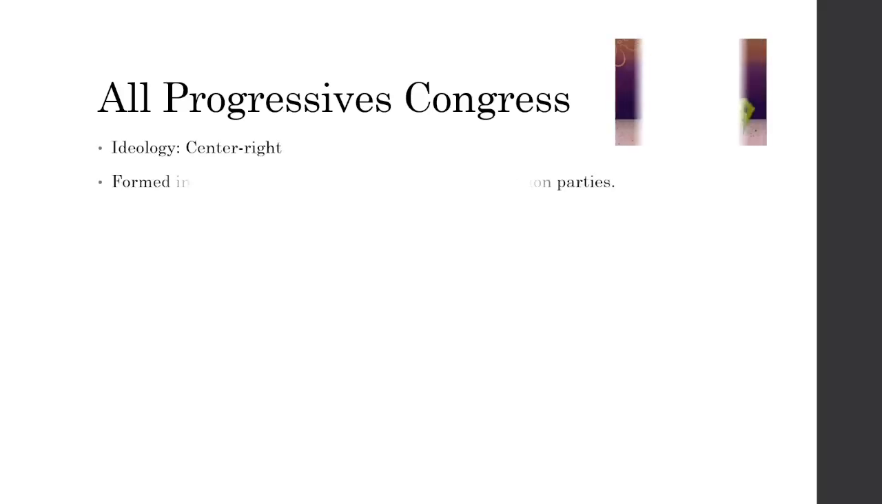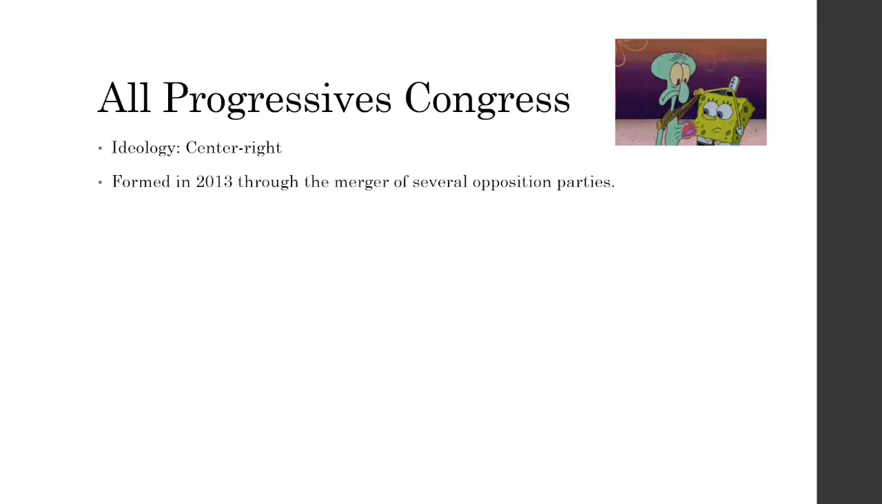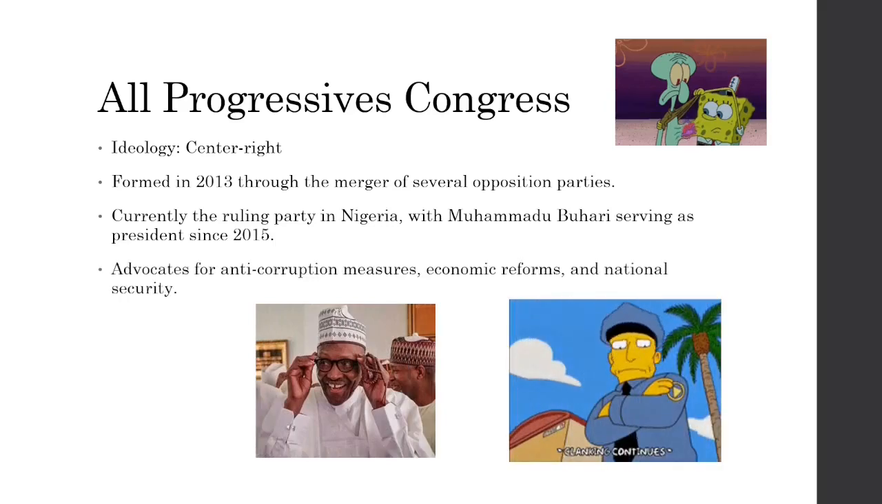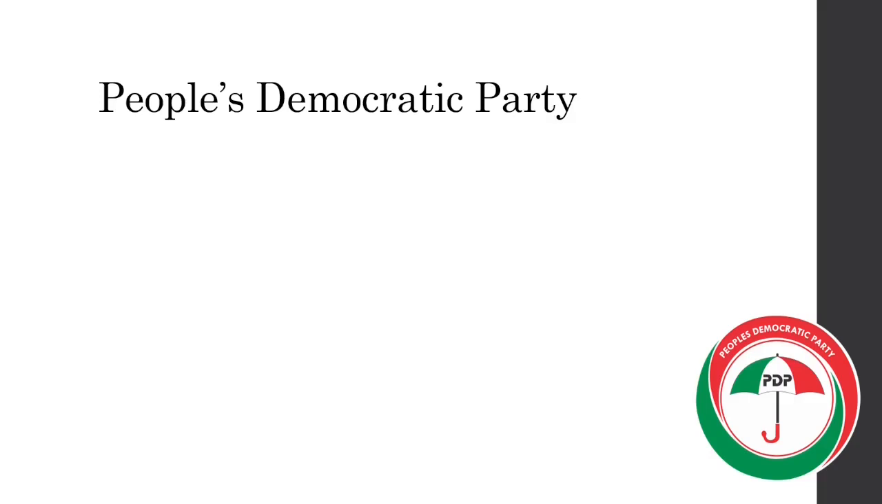So let's look at these major parties. So let's start with the APC, the All Progressives Congress. They are center-right ideologically. They were formed very recently in 2013 from a merger. And they are currently the ruling party in Nigeria. They won the presidential election in 2015. And they advocate for anti-corruption, economic reforms, and national security. Those are their main focuses. Then we had the People's Democratic Party.